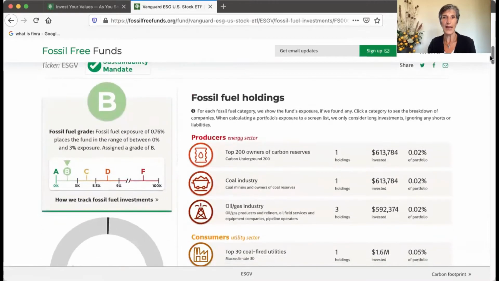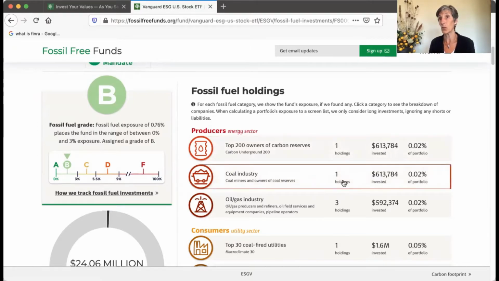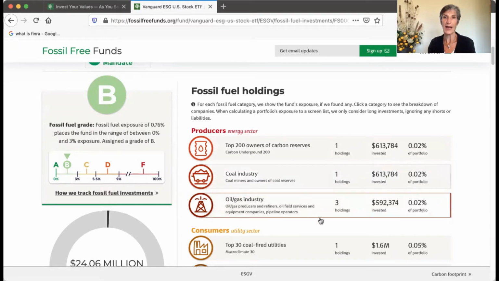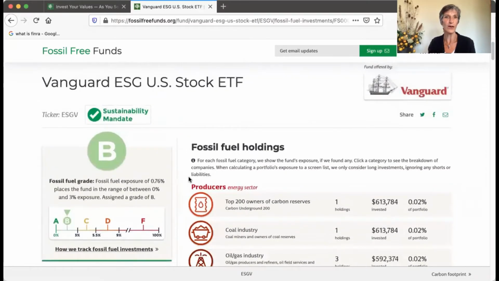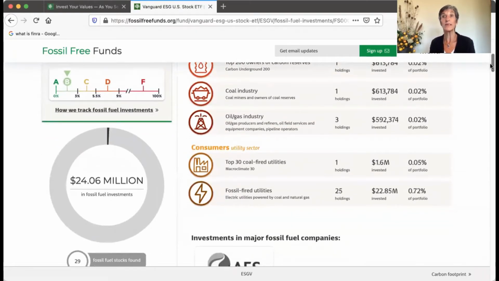And we can already see that this particular fund is doing better in terms of its grade. It has a B grade, whereas we were seeing before that VTSAX held 14 companies in the coal industry. This one only has 1. The prior fund had 133 companies in the oil and gas. This one has only 3. So although it's not perfect, it's a lot better. And if you remember from earlier, the fossil fuel exposure of VTSAX was almost 6%. Here it's less than 1%. And the total amount invested in VTSAX was $62 billion with a B, whereas here it's only 24 million.